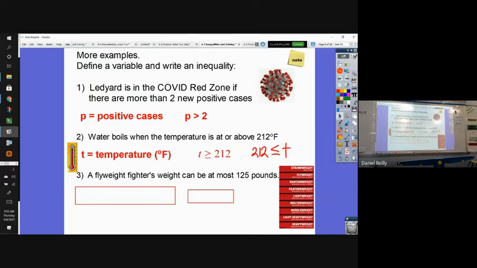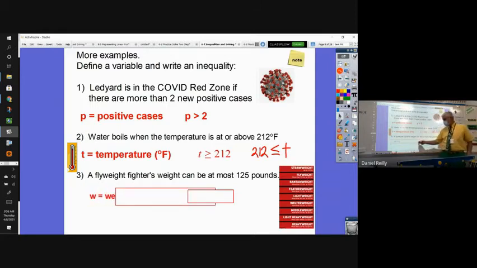Okay, last one. A flyweight fighter's weight can be at most 125 pounds. At most 125 pounds. These are UFC weight classes, right? For UFC fighters and boxers too. I don't know if the numbers are the same. So what is the variable in this situation? Roman. I did W for weight of fighter. W equals weight, minus a half a point.